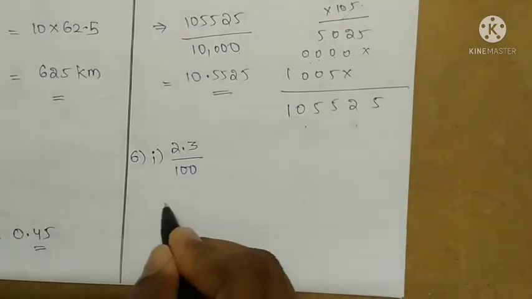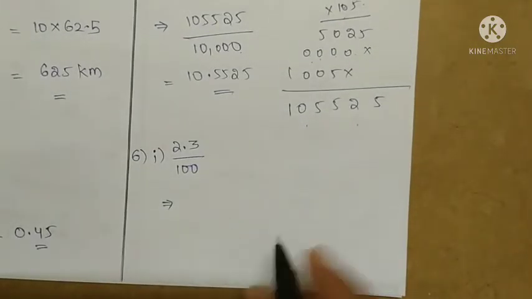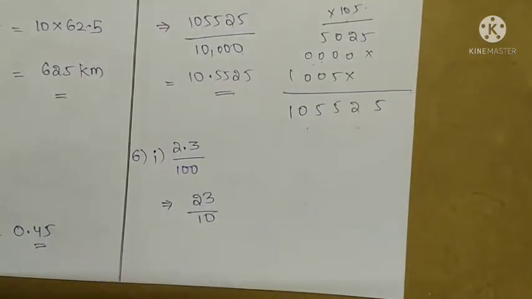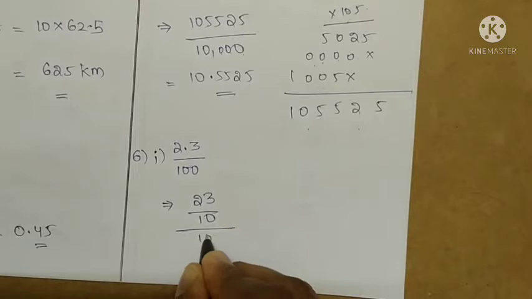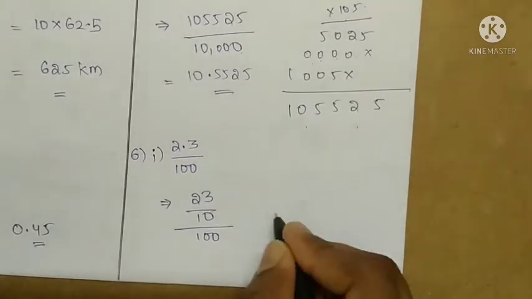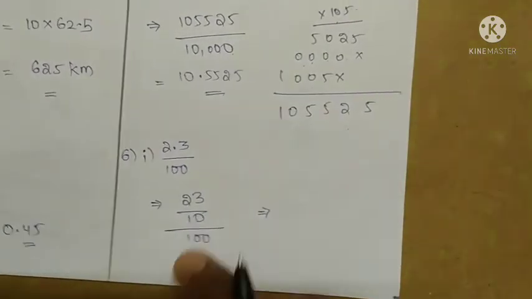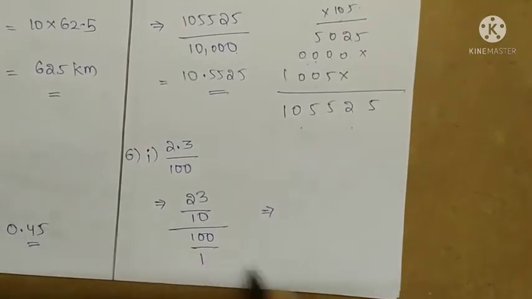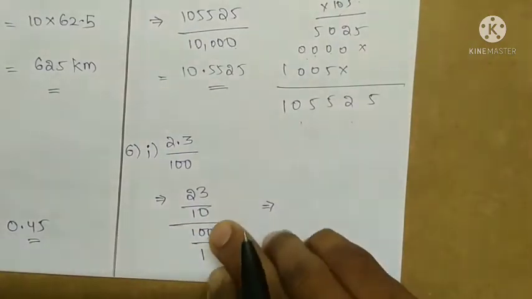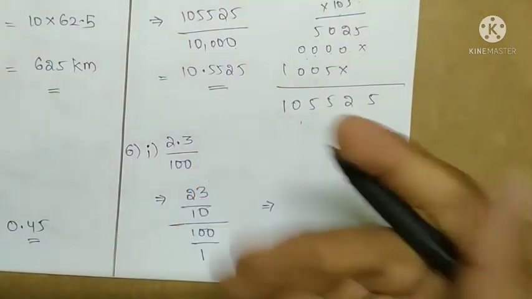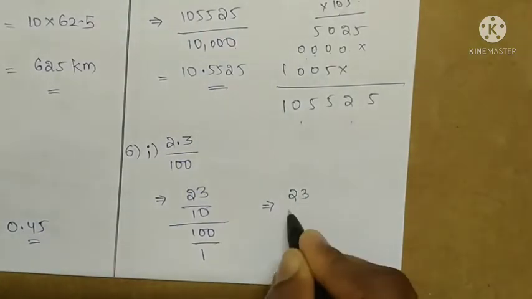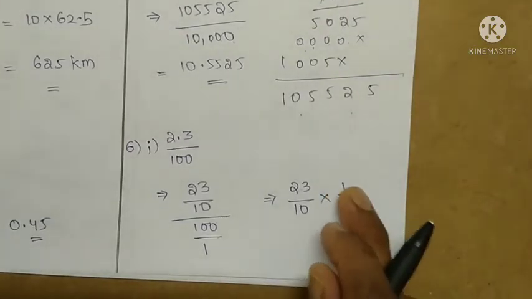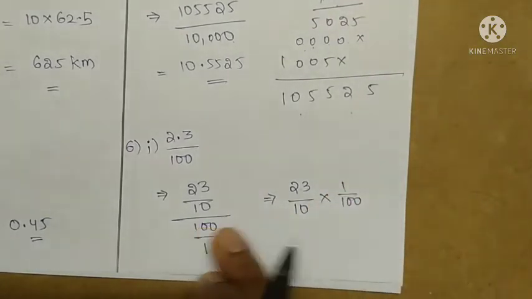So that is equals to, here 2.3 means 23 by 10, right? 23 by 10 divided by 100. So that is equals to, here reciprocal of denominator is 100 is nothing but 100 by 1, right? So reciprocal of 100 by 1 is 1 by 100, right? So we have to multiply 23 by 10 into 1 by 100. This is the reciprocal of denominator.